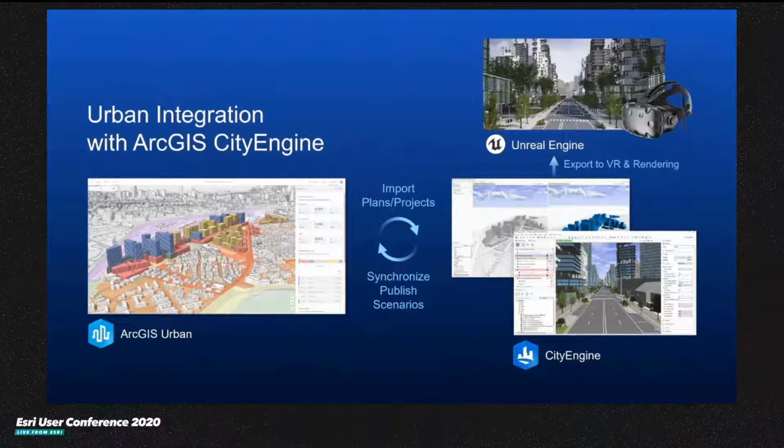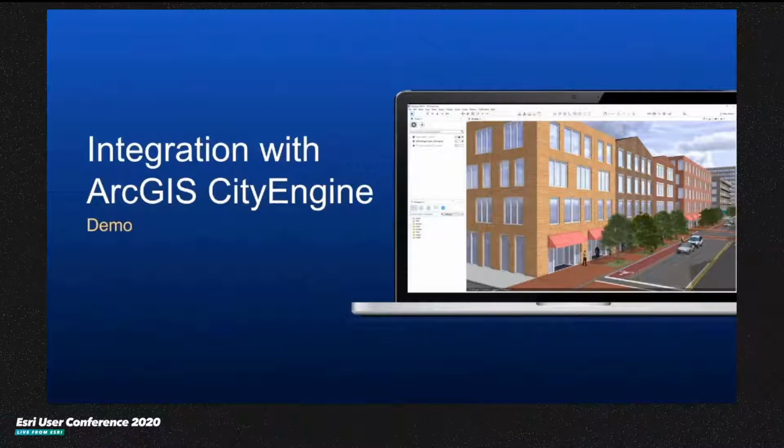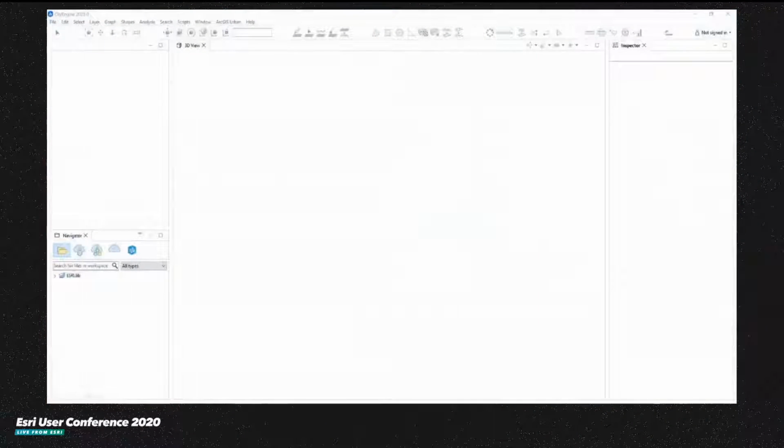You can also apply more advanced procedural rules to create more compelling representations of those plans and projects in CityEngine and publish those as scenes that become scenarios inside ArcGIS Urban. You can also take a plan or project from Urban, bring it into CityEngine, and then export it to a game engine for use in virtual reality or rendering. Let's take a look at this integration with a live demo.